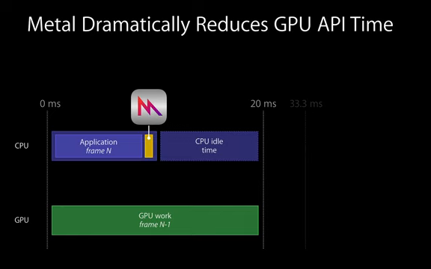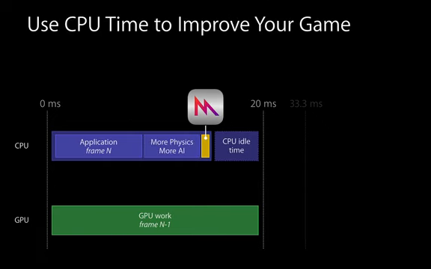Now, in this example, we've actually freed up additional CPU time. Now that's the CPU that's idle, and our frame time has become limited by the GPU, and we're actually beating our 30 frames per second target. So if that was your goal, you can now render faster than 30 frames per second. But you have another option. You could actually use that CPU time to improve your game and make it even better. You could add more physics, or more AI, or other types of CPU workloads to your application.